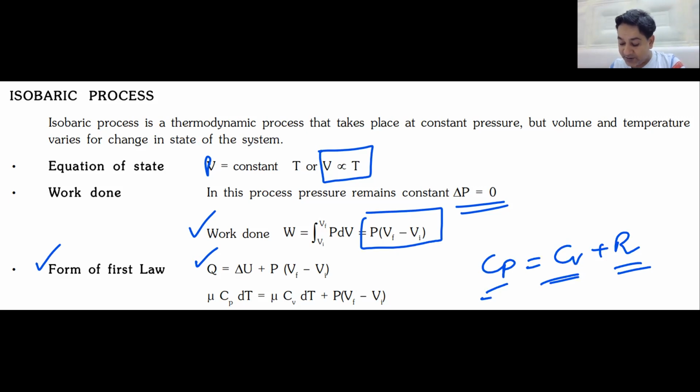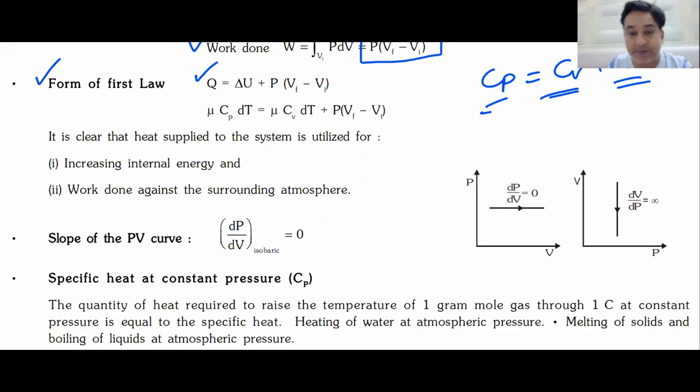Here it is not going to happen. Some amount of heat will be utilized to change the internal energy, and the rest of the heat will be doing some work. Yes or no? Yes, sir.